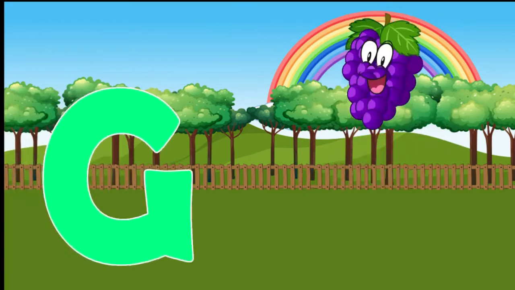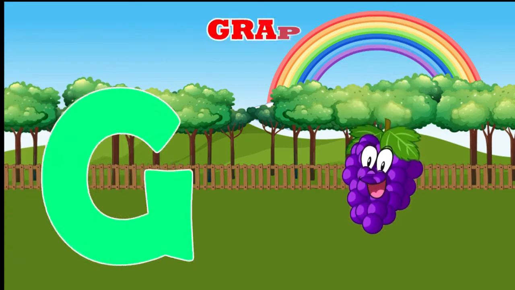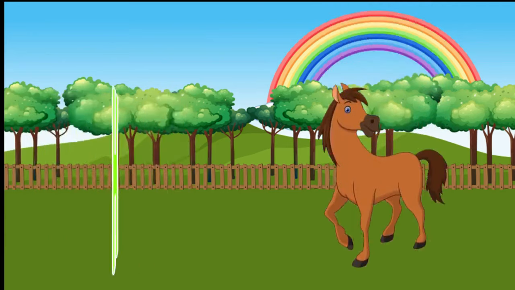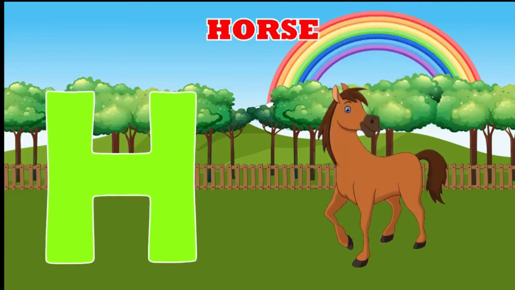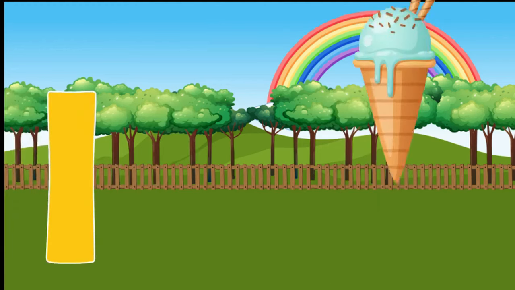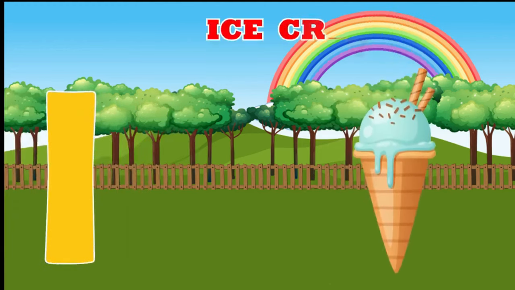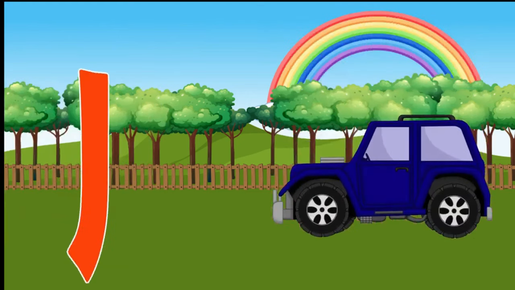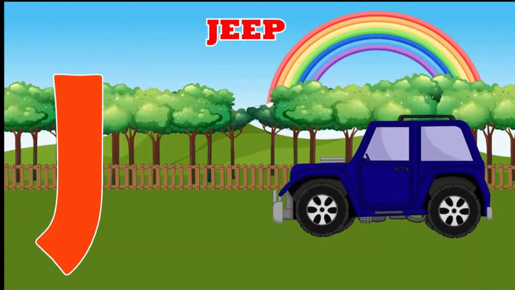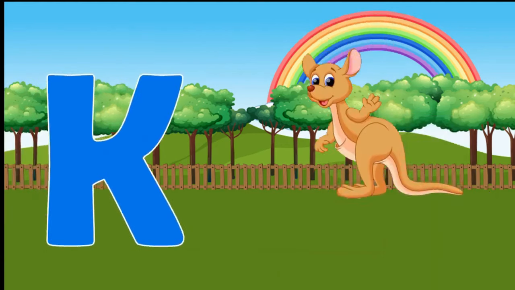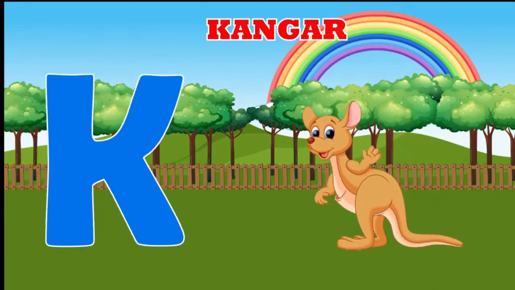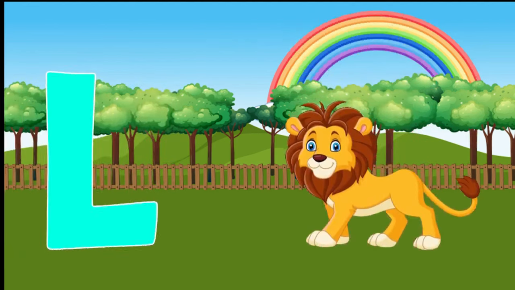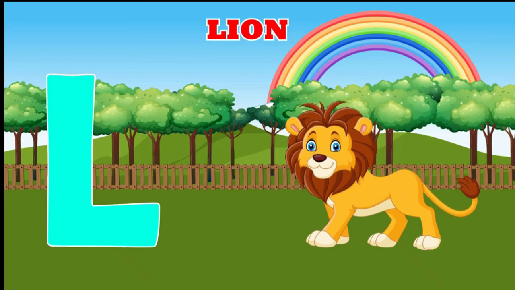G, grapes. G is for grapes. H, horse. H is for horse. I, ice cream. I is for ice cream. J, jeep. J is for jeep. K, kangaroo. K is for kangaroo. L, lion. L is for lion.